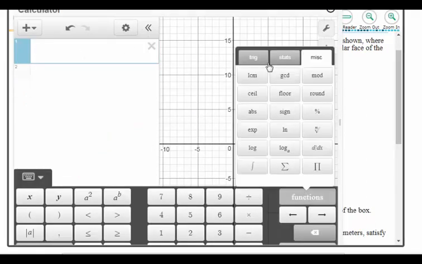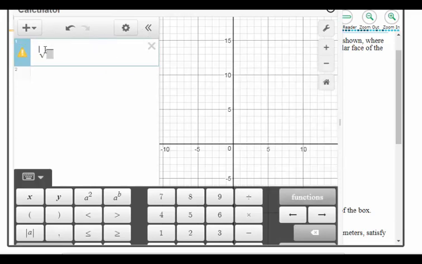It's under functions, and if you go into miscellaneous, here is where you have the root. Notice that you can type in whatever root you have. We have a 3, so we'll put a 3 in there. And then 1,000 divided by 64, and it tells us that we have 2.5. So y is equal to 2.5.